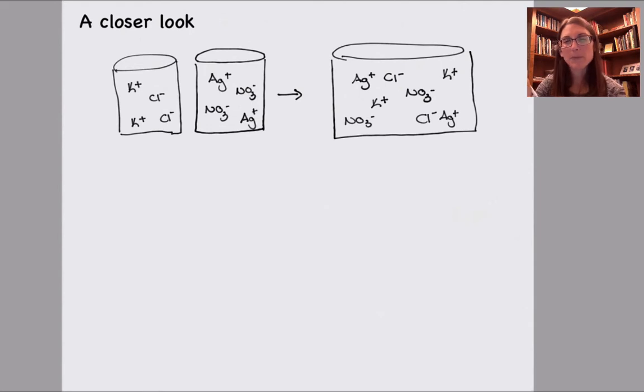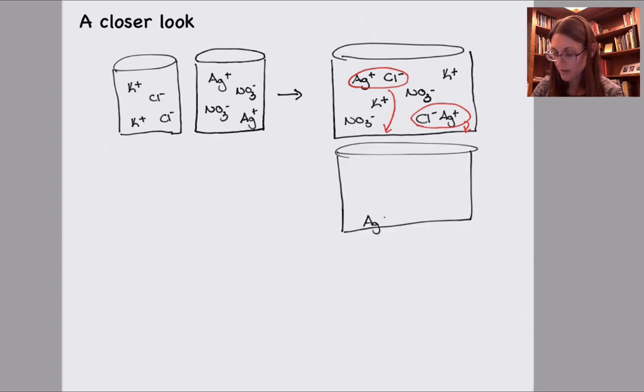When I mixed them, for that split second, I had all the ions, but then pretty quickly, silver chloride precipitated out. The silver and the chloride ions are more attracted to one another than they are to the water. And so when this reaction is done, what I have is silver chloride as a solid at the bottom, while the potassium and nitrate ions stay in solution.